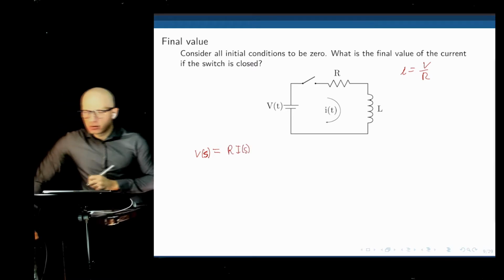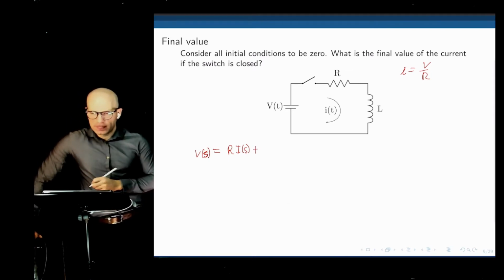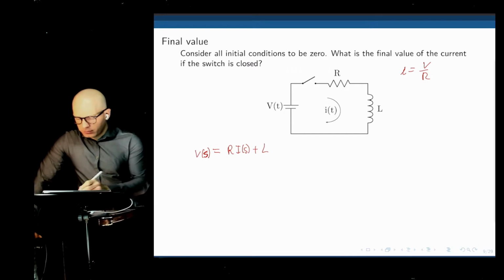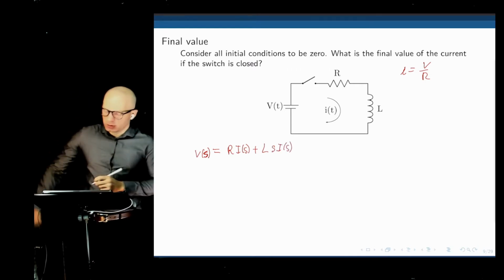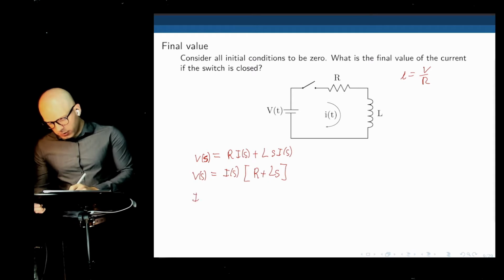And what is the voltage across the inductor in the frequency domain? L times di/dt, which is s I of s. Factor out all I of s, and the transfer function becomes I of s output divided by the input, that is 1 over Ls plus R.